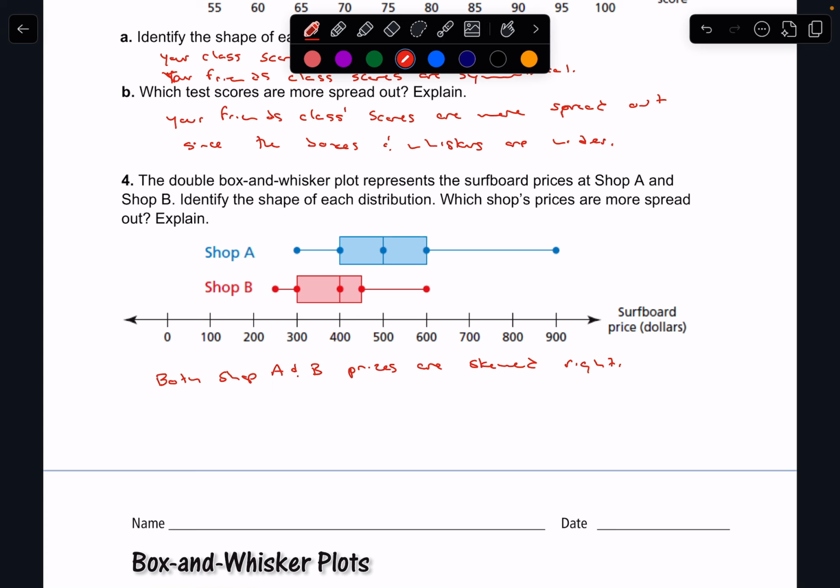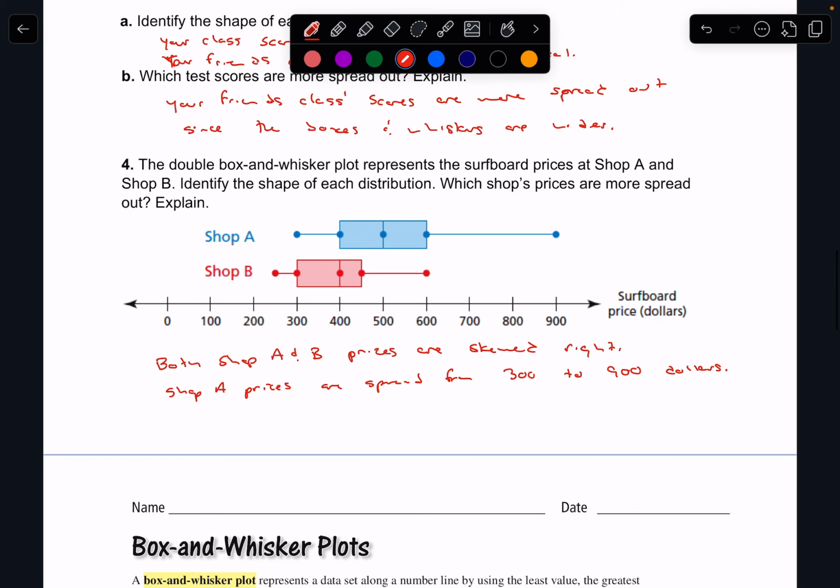Which shop's prices are more spread out? So Shop A prices are spread from $300 to $900. So they are more spread out because Shop B is only going from, like, $250 to $600. So Shop A's diagram is a lot wider than Shop B, so the prices are a lot more spread out.